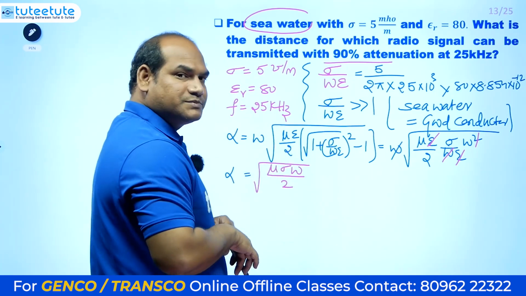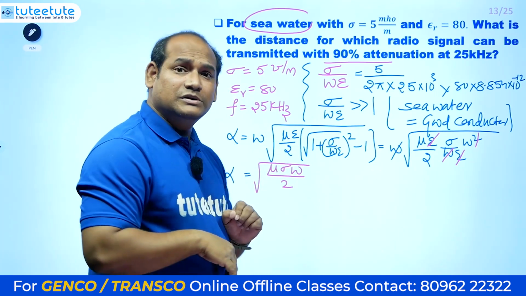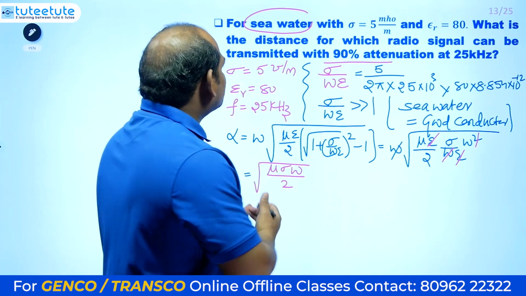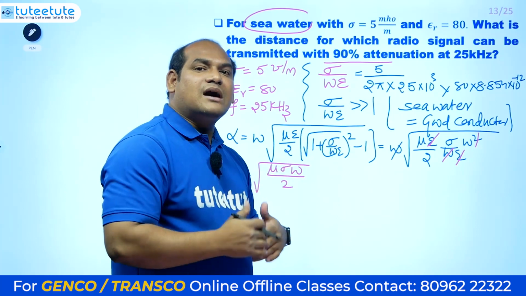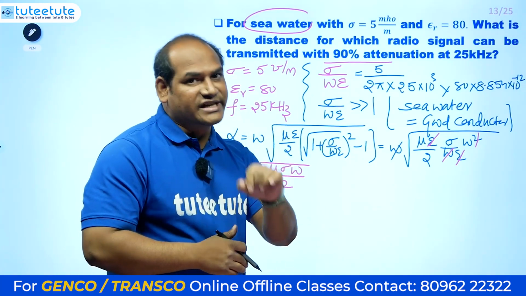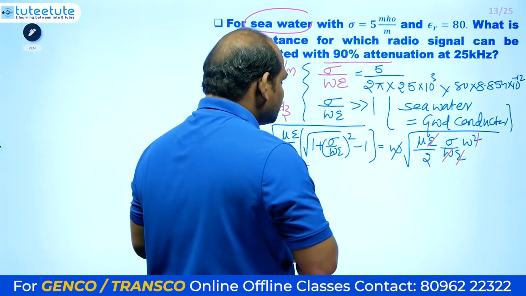This is what you got. This is the alpha value for the given seawater. Now what we need to calculate: generally, when the wave is traveling, its amplitude will be reduced. How will it be reduced? Exponentially reduced. So we are talking about the attenuation.